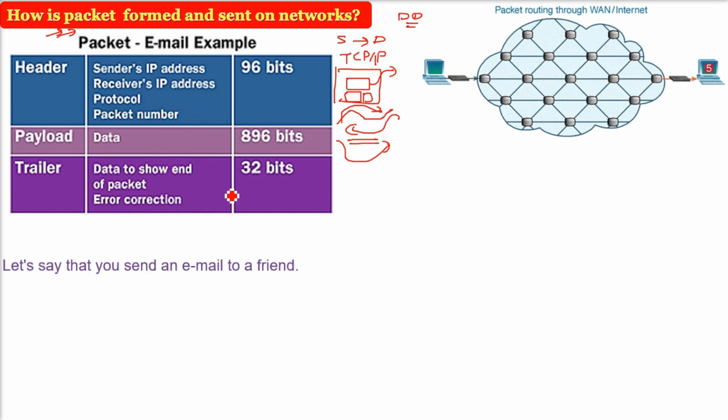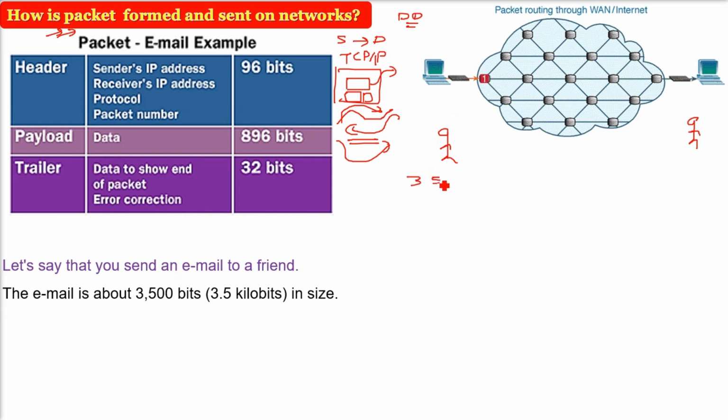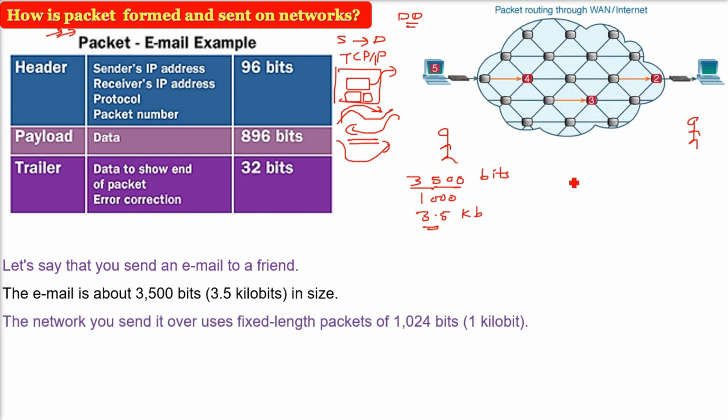So let us take an example of packets in email. You want to send an email to a friend. Now let us understand that this email is around 3500 bits, or divided by 1000, you get 3.5 kilobits. This is the size of the email you want to send. Now the packet concept is kind of an envelope that can go. The network says that we can only send a packet if the length of the packet is 1024 bits, or 1 kilobit. So 3500 and 1024, there is a difference.